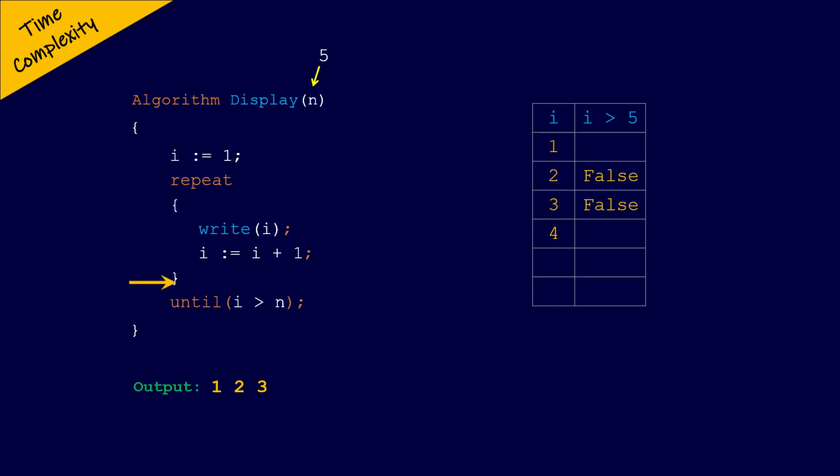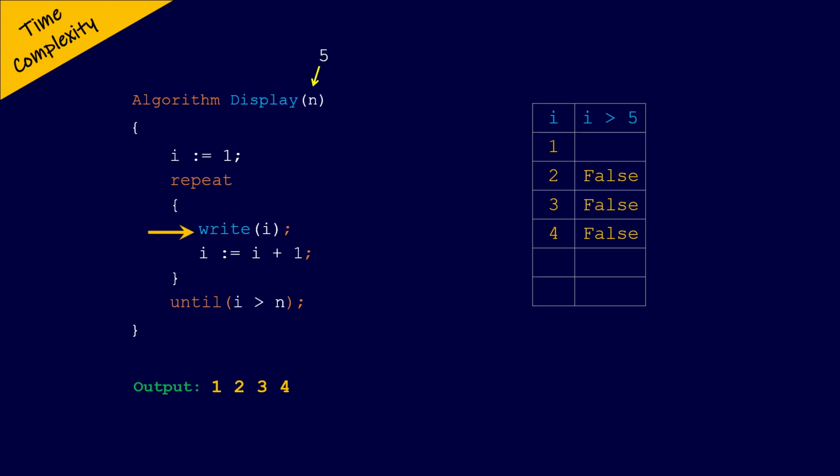Then the condition in the repeat until statement is evaluated, which is I greater than n. So here we have the condition as I greater than 5, and at this point, since I is 4, the condition 4 greater than 5 is false. Therefore, the statements within the repeat until loop will be executed again. That is the write statement that will output the value of I, which is 4.